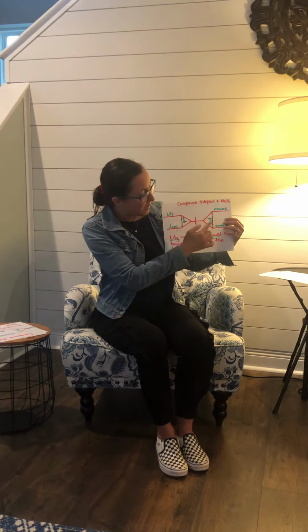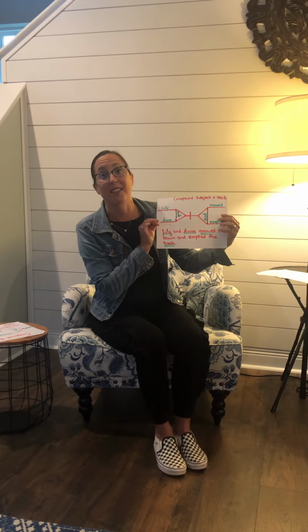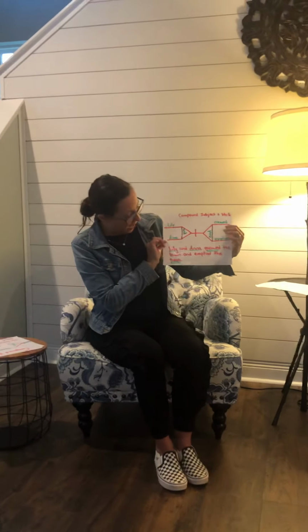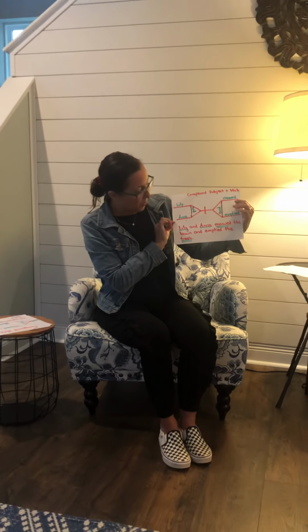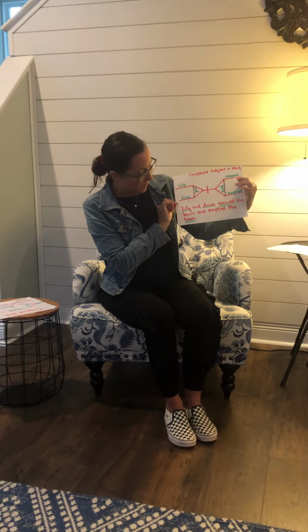And of course, on the dotted line, we have the word and. That's our joining word, okay? So Lily and Anna mowed the lawn and emptied the trash. They have both compound subjects and compound verbs, easily diagrammed and hopefully helpful.